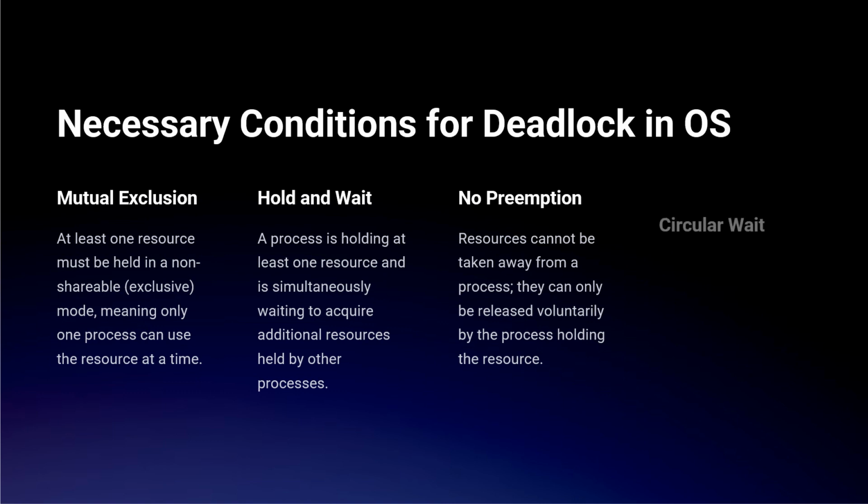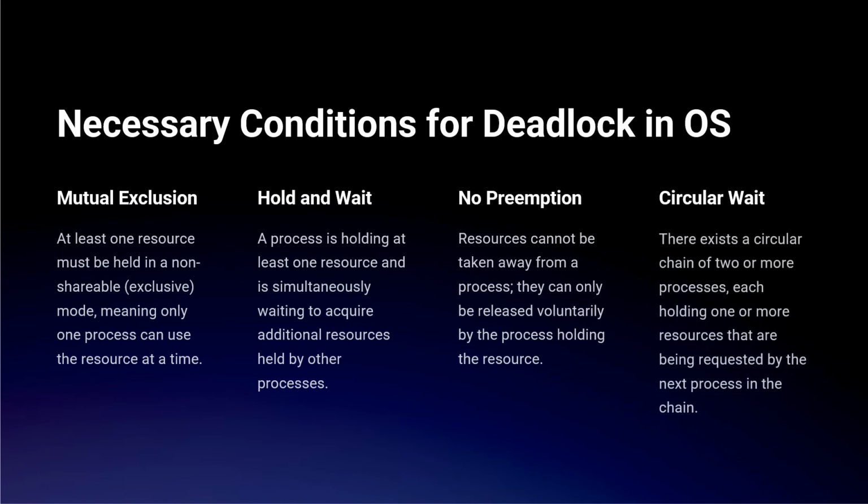And last, circular wait, where a circular chain of processes exists with each process holding at least one resource that the next process in the chain needs. This condition creates a situation where processes are stuck waiting for each other, preventing any progress.